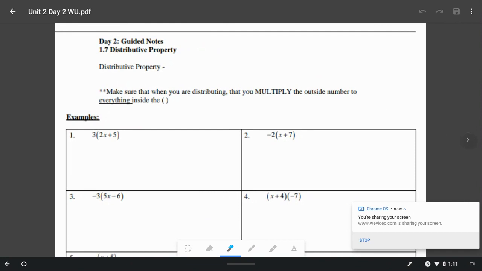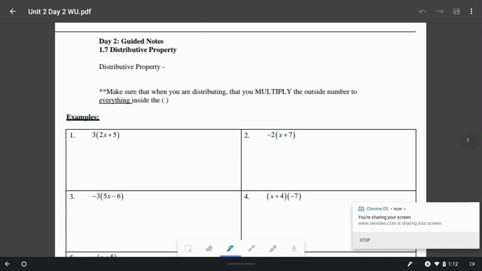Today, we're going to add a little bit to what we learned yesterday. Yesterday, we did all the vocabulary terms and combining like terms. Today, we're going to do a little bit of multiplying. And then tomorrow, we're going to add the 2 days together where we multiply and combine like terms. So today's topic is the distributive property.